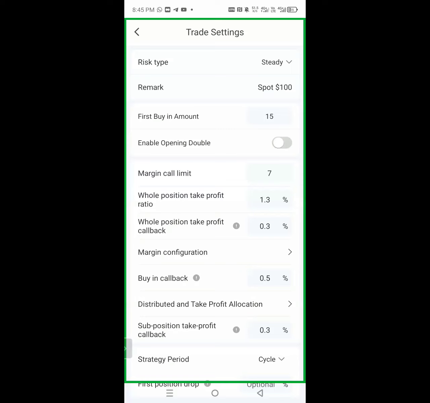Next thing is enable opening double. Please, if it's on, you off it. If you on it, it means that the robot should use 15 times 2, that is double of 15, to buy the first buy amount. So you have to off it because you want to arrange your capital yourself. So you want the robot to use 15 and the remaining 85, the robot should use it for your margin calls.